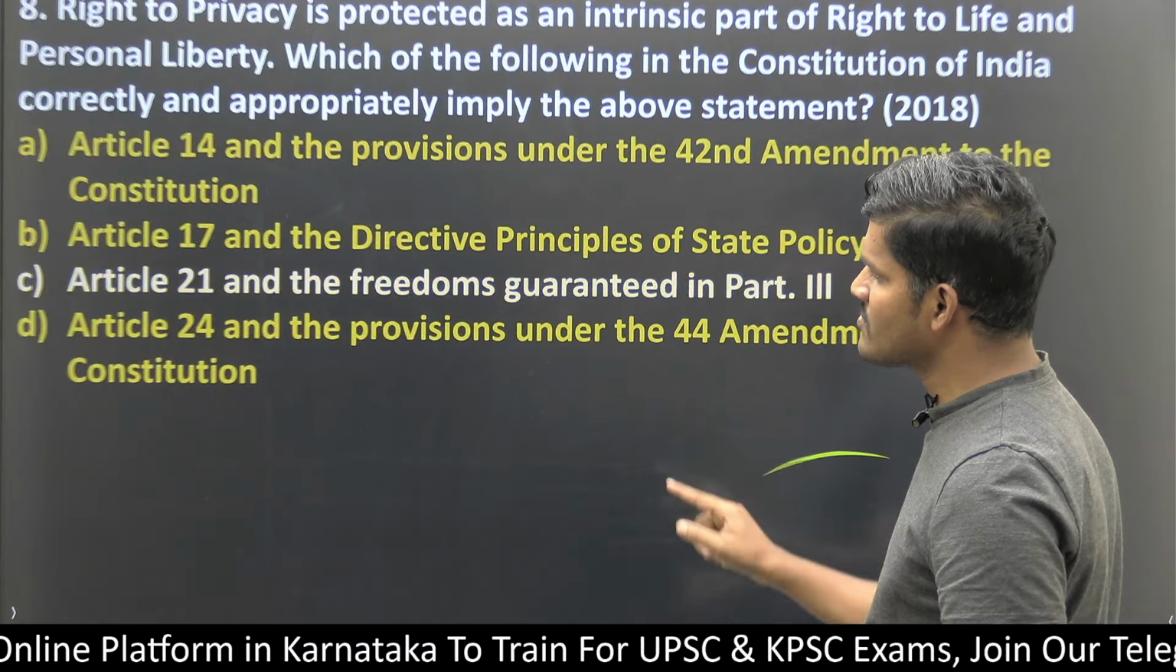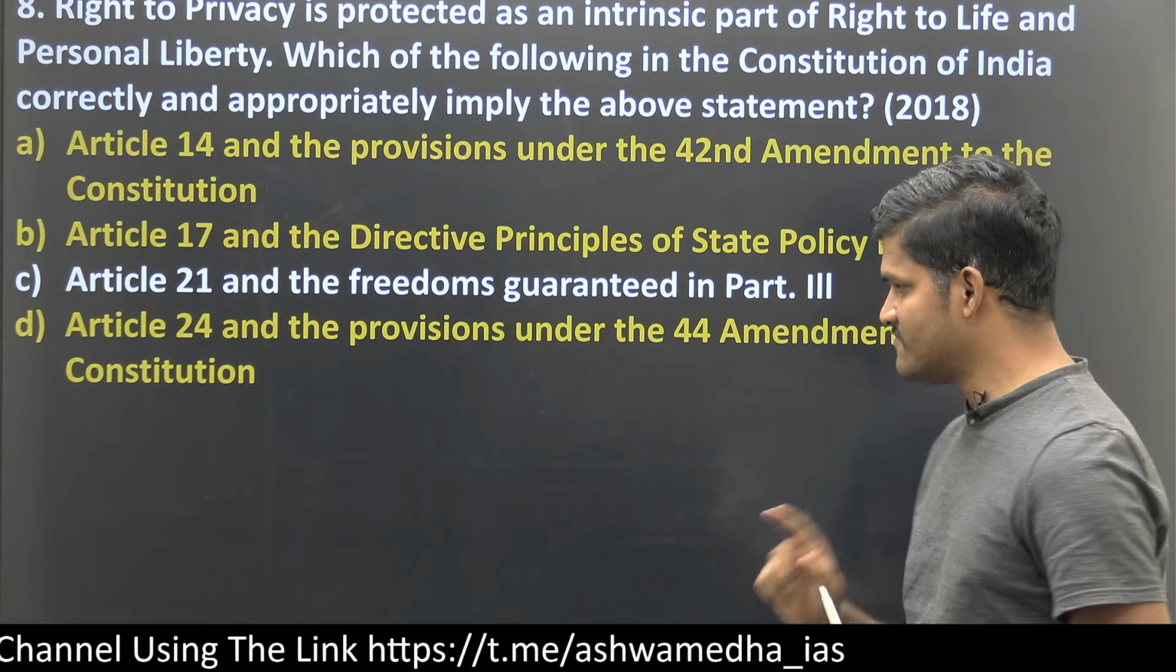What about option A? Article 14 and provisions under the 42nd Amendment to the Constitution. Sir, Article 14 speaks about right to equality. The 42nd Amendment is like a mini constitution. It speaks about many things. We cannot directly say it speaks about personal liberty. Article 17 abolishes untouchability. Article 24 speaks about child labor. So among the 4 options, this option seems to be the most correct.